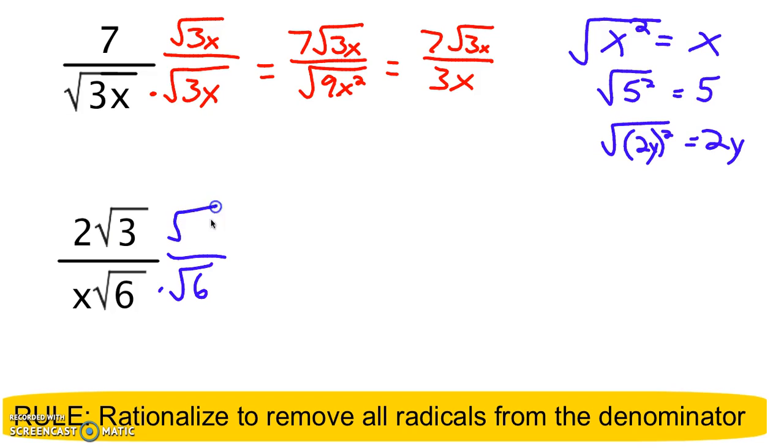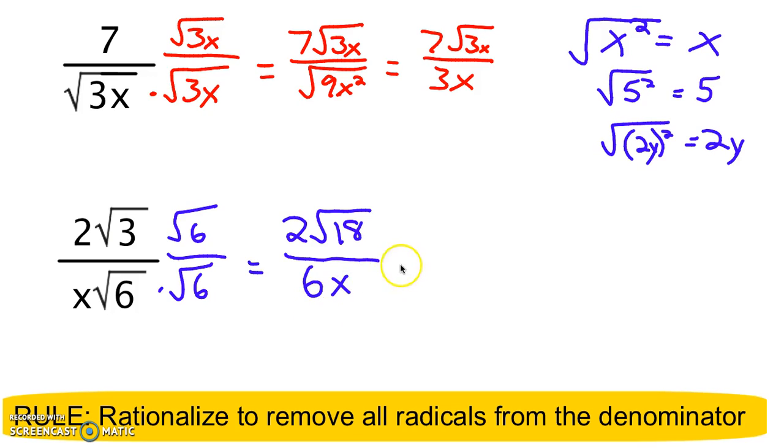What I do to the bottom, I do to the top because this is multiplying the whole thing by something equivalent to 1. Since those are both under the radical, I can multiply them together under one radical. So this is 2 square root 18. We're going to have to simplify that, but for now, let's take a look at what's left on the bottom. Square root of 6 times square root of 6 is 6, and I still have an x. Notice I put the number in front. We're just used to seeing it that way.